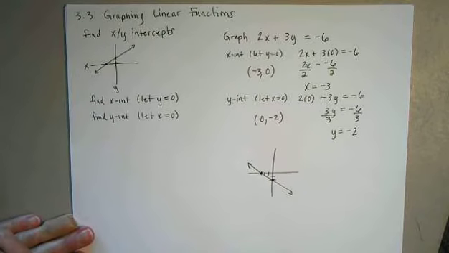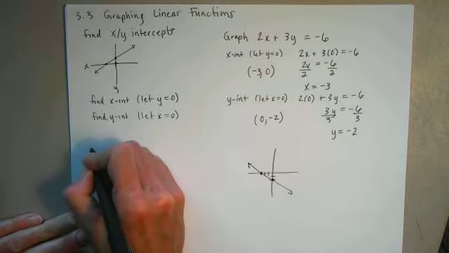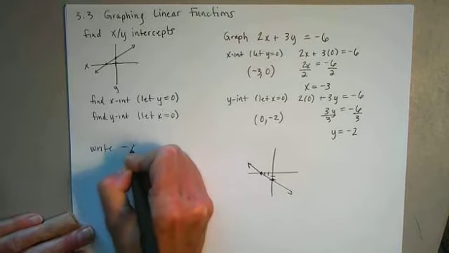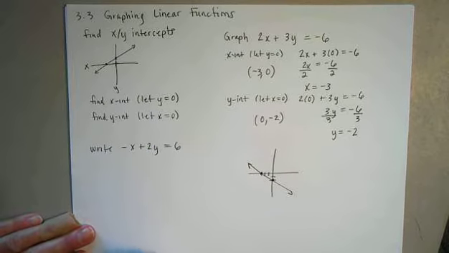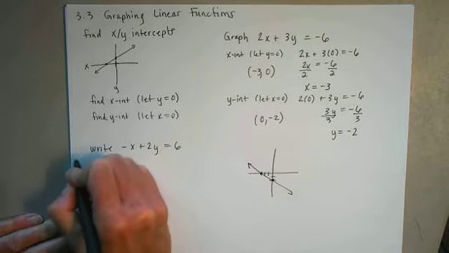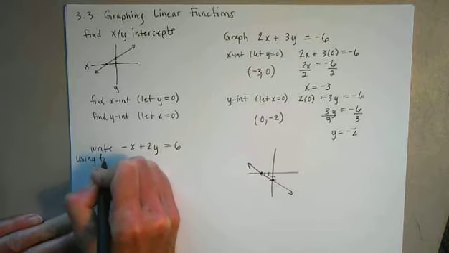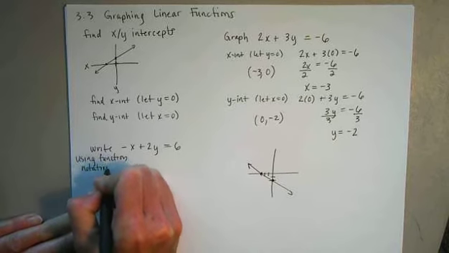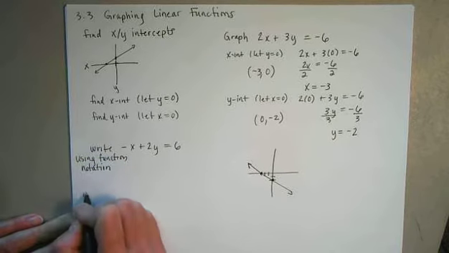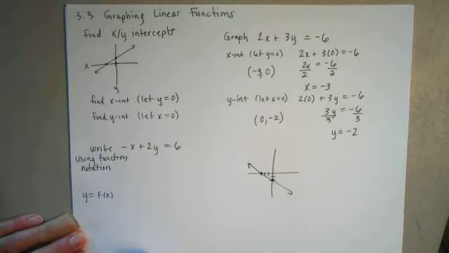Let's see. The other thing your homework does is they will have you write using function notation. So let's say I give you an equation. Let's say -x plus 2 times y equals 6. What I want you to do is write it using function notation. And we know, we've already learned that function notation is where they call y f of x, or it can be g of x, or it can be h of x. It can be actually any letter they want. F of x is the most common.